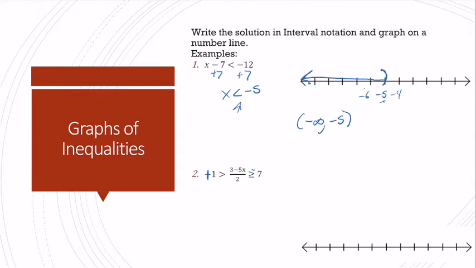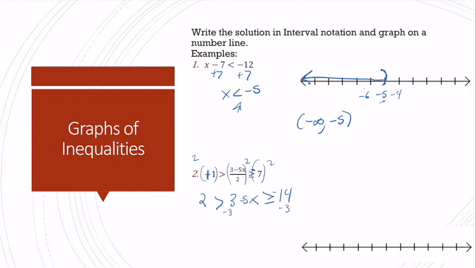Next, I'm going to solve the inequality 1 is greater than (3 minus 5x) over 2, which is greater than or equal to negative 7. I'm going to go ahead and multiply both sides by 2 and the middle as well because I want to get rid of this fraction. That gives me 2 is greater than 3 minus 5x, which is greater than or equal to negative 14.